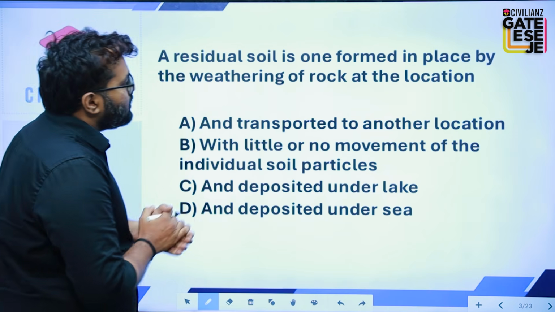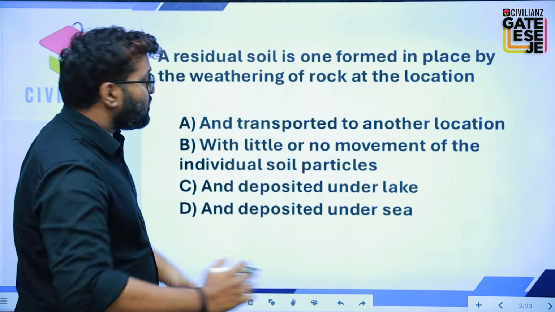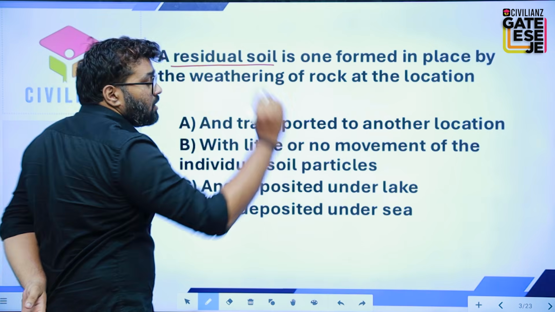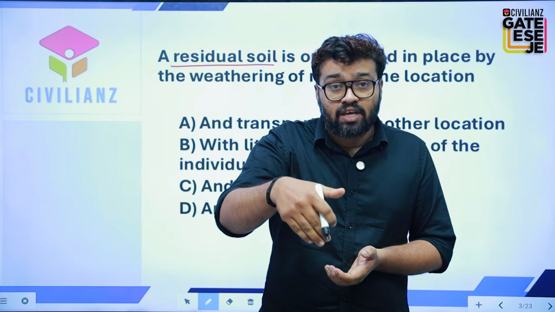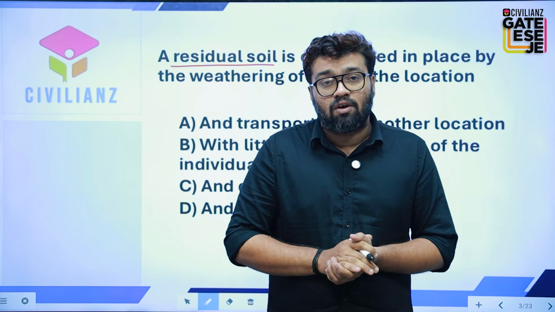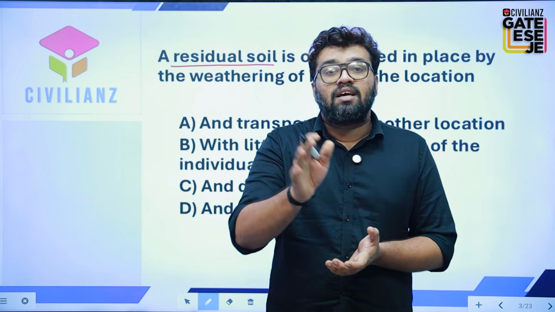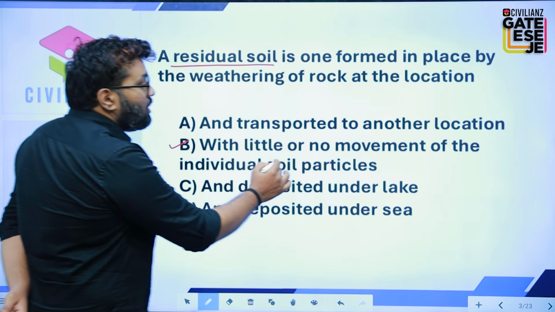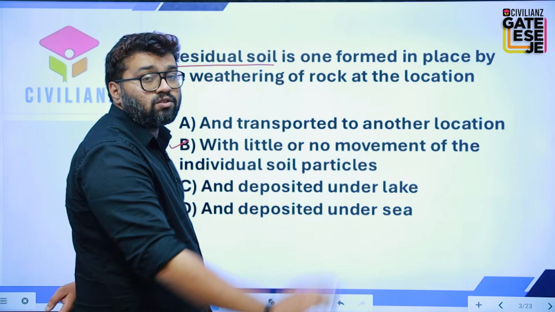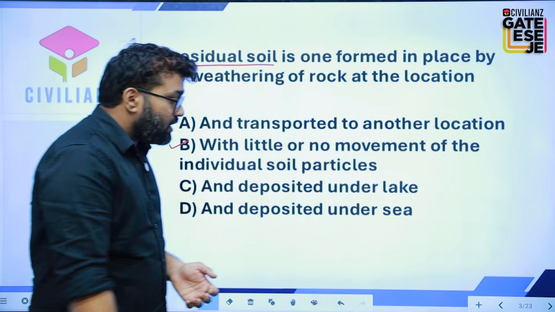A residual soil is one formed in a place by the weathering of rock at the location. So we know that based on transportation, soil is divided into residual soil and transported soil. The soil which is formed at one location and transported to another location is called transported soil. The soil which is formed at one place and stays in that place is called residual soil. So the correct answer is option B. Look at it: with little or no movement of the individual soil particles. So the correct option for this question is option B. So next we can go to the next question.